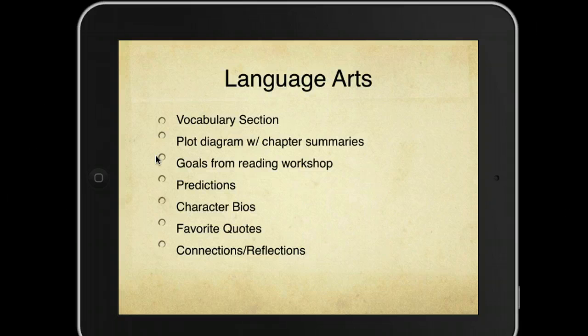So, in language arts, how did I set up my Reader's Workshop journals? Oh, I'm missing a section up there. A vocabulary section. Then I would have a plot diagram. Who can tell me what a plot diagram looks like?